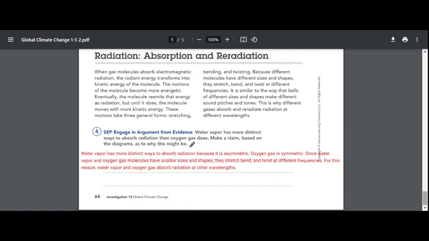So oxygen gas is symmetric. Since water vapor and oxygen gas molecules have unlike sizes and shapes, they stretch, bend, and twist at different frequencies. For this reason, water vapor and oxygen gas absorb radiation at other wavelengths.